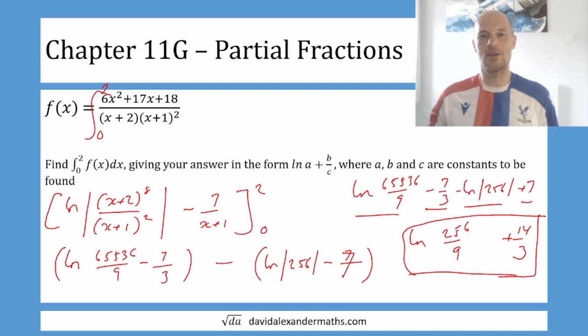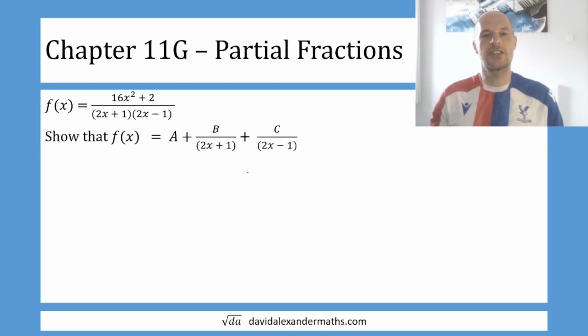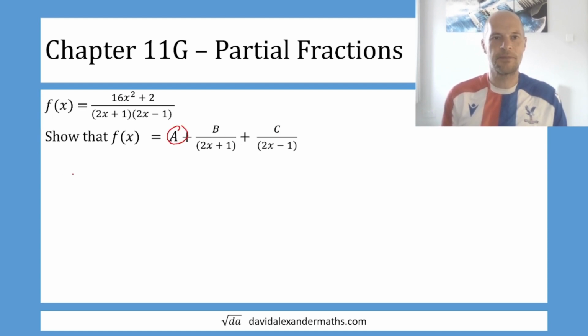Keep hacking away until you eventually get the right answer. Okay, let's look at this final example here. Now, the fact that we're showing that f of x equals a plus some partial fractions, this a tells me we can do some division. So if I expand that out, that's going to be 4x squared minus 1. That will go into 16x squared plus 2.